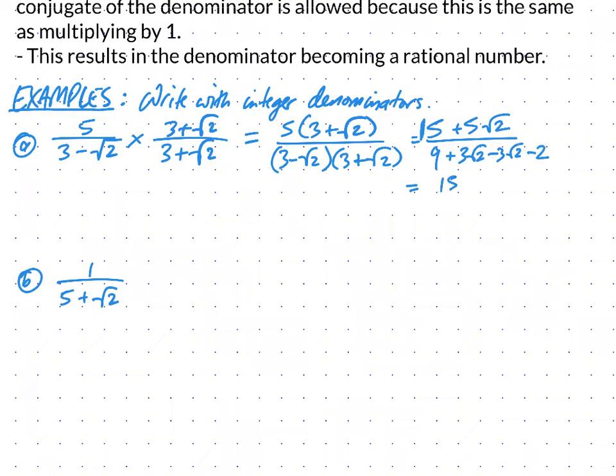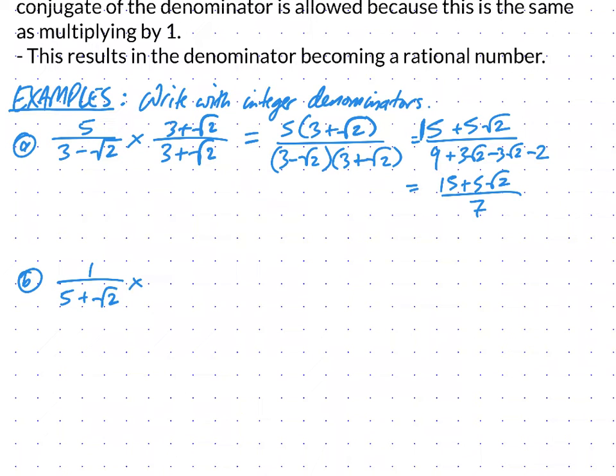So you end up with 15 plus 5 root 2 on 9 take 2, which is 7. And that doesn't cancel down anymore. 7 doesn't go into 15, 5 doesn't go into 7. So that's the first one, showing why we multiply by the radical conjugate.